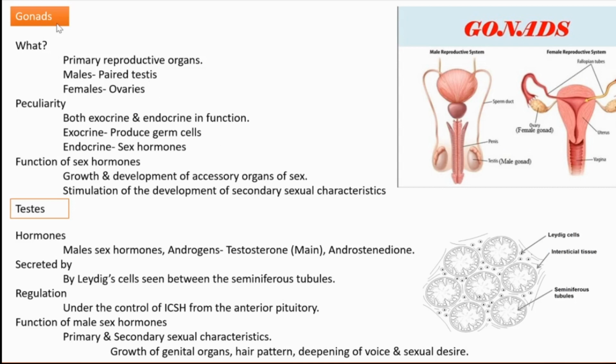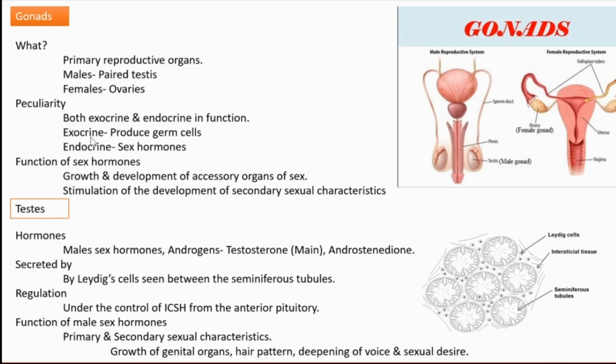In the case of male, the gonad is testis. In the case of females, it is ovaries. What is the peculiarity of these gonads, of these testes or ovaries? They're both exocrine and endocrine in function. Exocrine means glands with ducts. Endocrine means glands without ducts. Its secretions pass directly to the blood. Exocrine, with the help of a duct, passes to the target site.